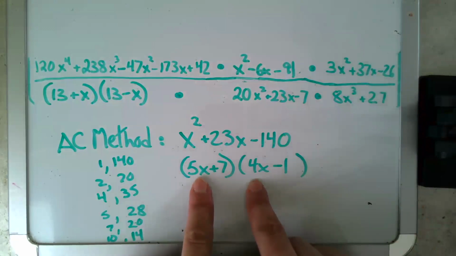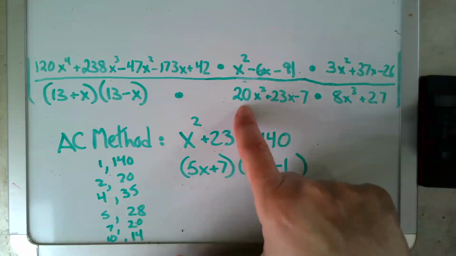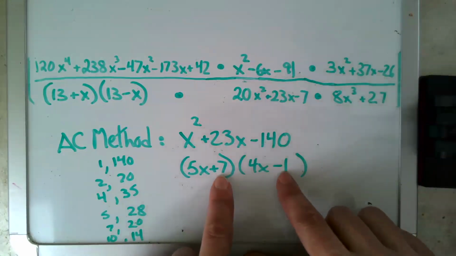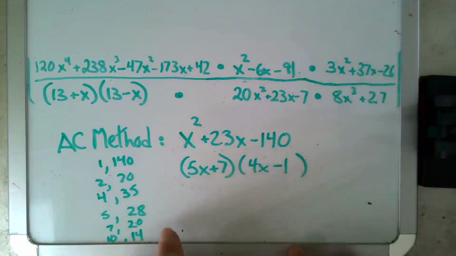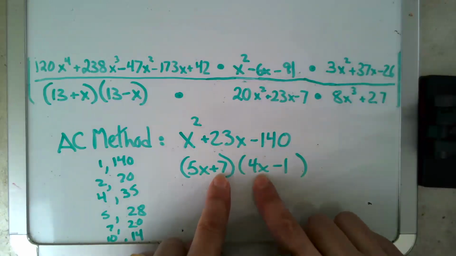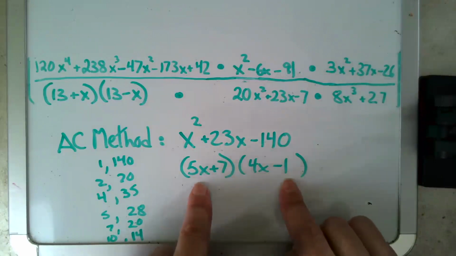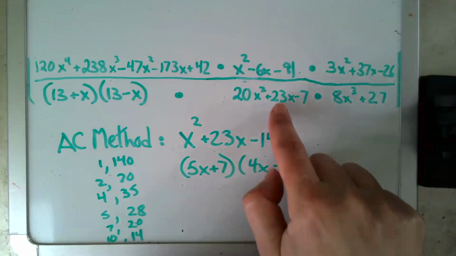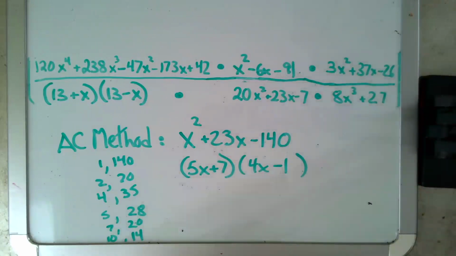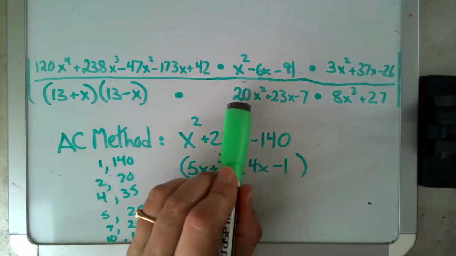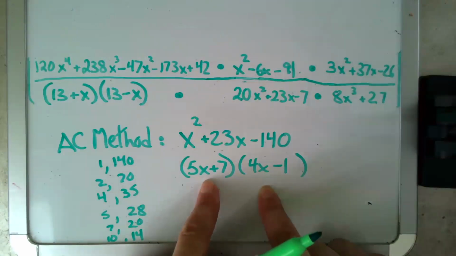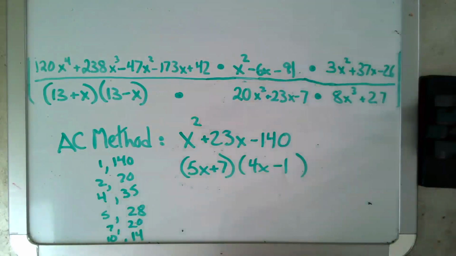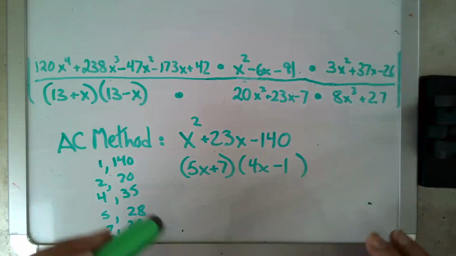You can see that the 5x times 4x gets me that 20. You can see that the 7 times negative 1 gets me my negative 7. And then my inside outside gets me plus 28x minus 5x, which come together to be my positive 23. So this AC method is a really effective way when you've got a coefficient on your x squared term. So now I'm going to take these two factors and I'm going to write them in instead of this denominator that I just factored.